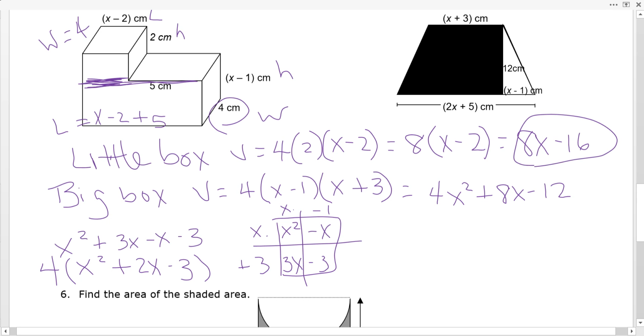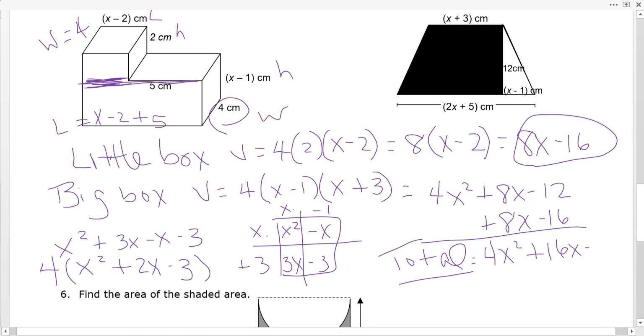And then I'm going to put this on, stack it under, 8x minus 16. And my total volume, adding those together, is going to be 4x squared plus 16x minus 28.